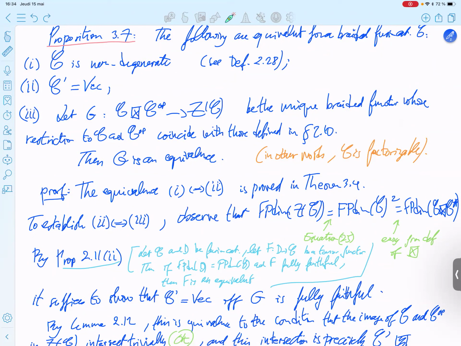Anyway, in any case, you have an embedding of C and C up here, and you have to make concrete this functor. You cannot just say, okay, this functor exists. We need to say it exists and that it is unique and braided. At least there is a unique braided one.